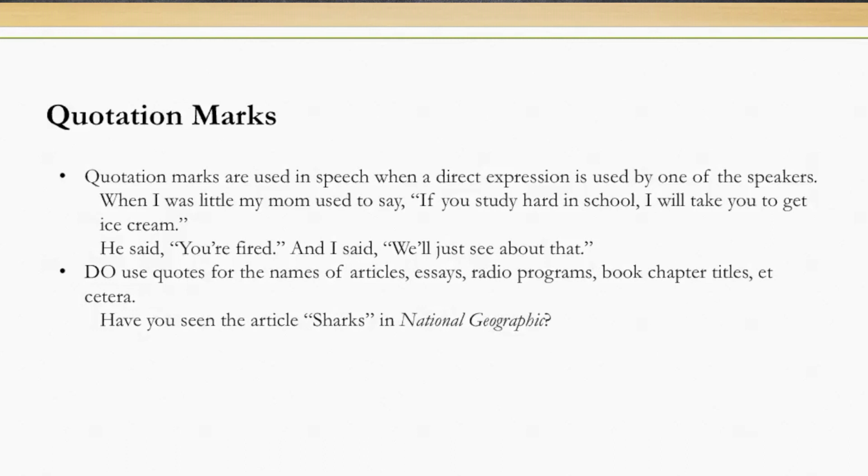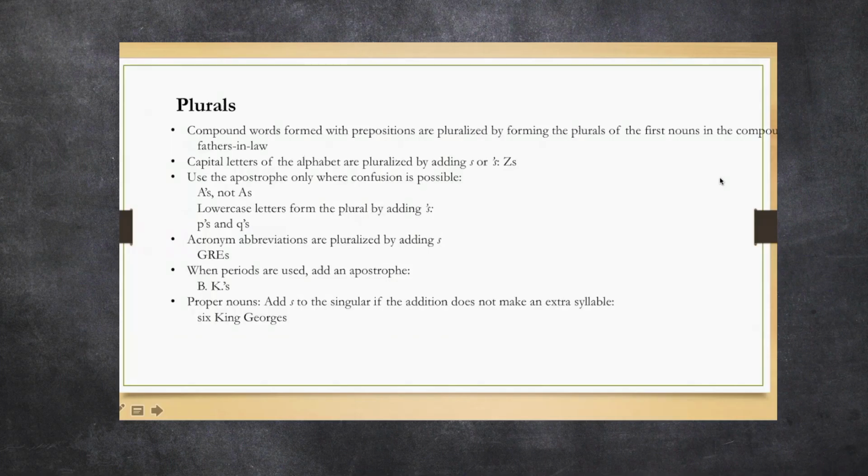Also use quotation marks for names of articles, essays, programs, book chapter titles, et cetera. So for example, you'll have seen the article "Sharks" in National Geographic. And you'll find more examples like these in the style guide again. Compound words formed with prepositions are pluralized by forming the plural in the first noun. So fathers-in-law, and for multiples, you would put the plural.